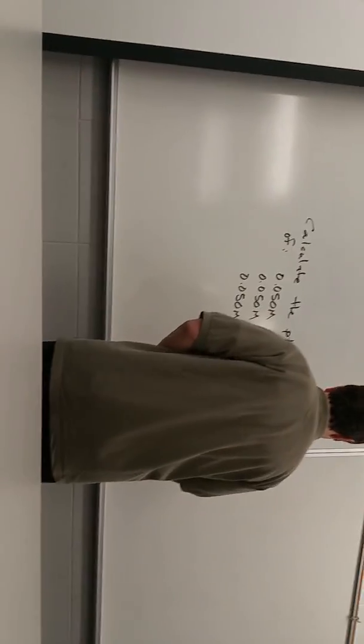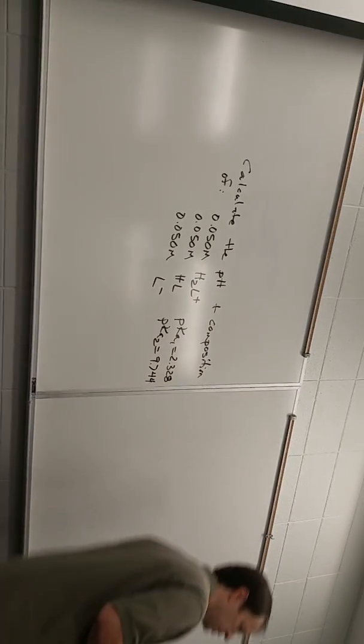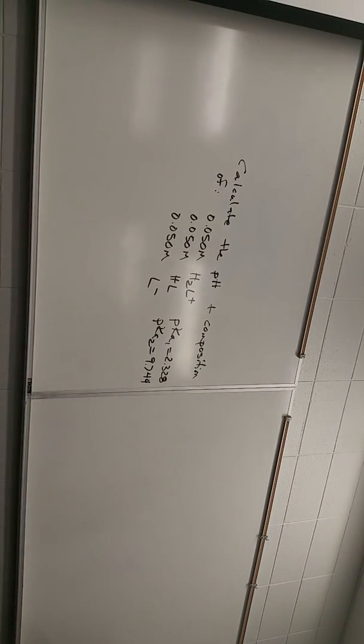pKa2 is 9.744. If you just spend a second, you can look at all the different amino acids out there, and you'll notice that the pKa's of the species that are representative of the amino acid don't really change that much. The first one's always around 2.3, and the second one's always around 9.5.